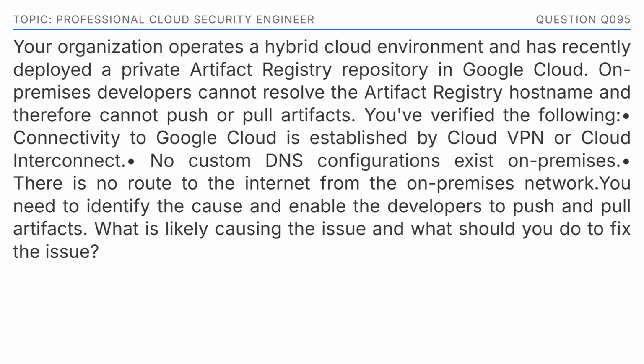Your organization operates a hybrid cloud environment and has recently deployed a private artifact registry repository in Google Cloud. On-premises developers cannot resolve the artifact registry hostname and therefore cannot push or pull artifacts. You've verified the following. Connectivity to Google Cloud is established by Cloud VPN or Cloud Interconnect. No custom DNS configurations exist on-premises. There is no route to the internet from the on-premises network. You need to identify the cause and enable the developers to push and pull artifacts. What is likely causing the issue and what should you do to fix the issue?